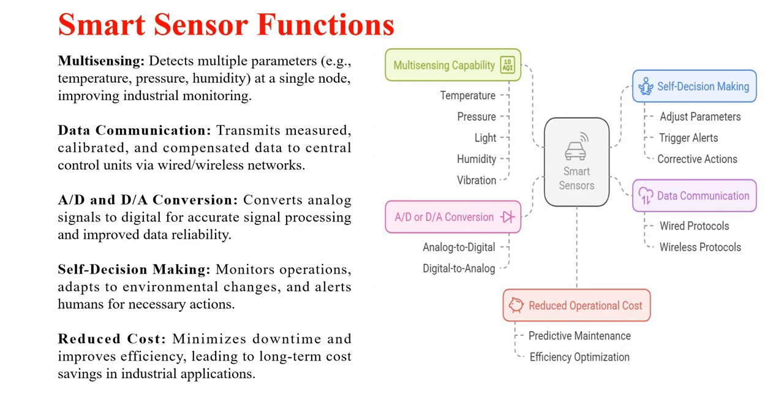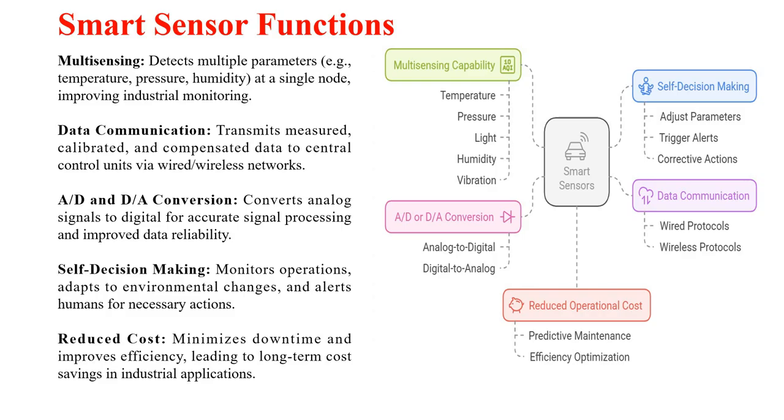These are the functions of the smart sensor. Smart sensors are advanced sensor systems which integrate multiple functionalities beyond just sensing. And they play a very important, crucial role in Industry 4.0 and the Industrial Internet of Things by providing enhanced automation, data communication and decision making capabilities.